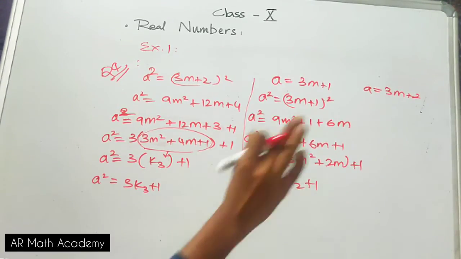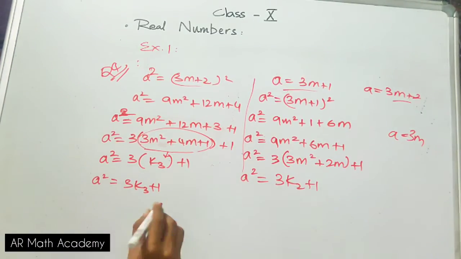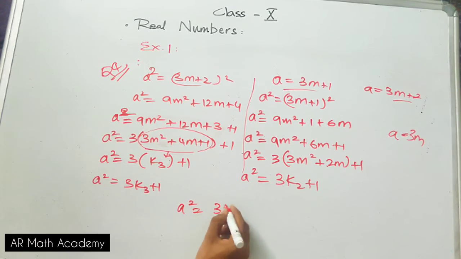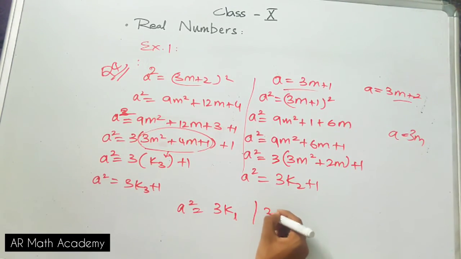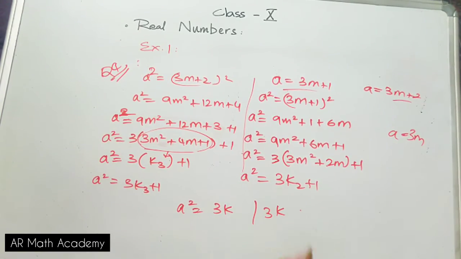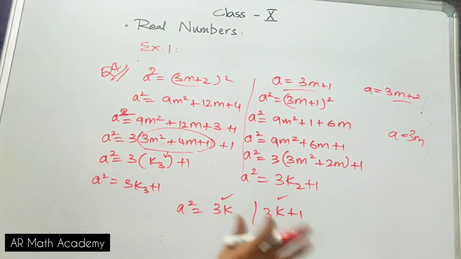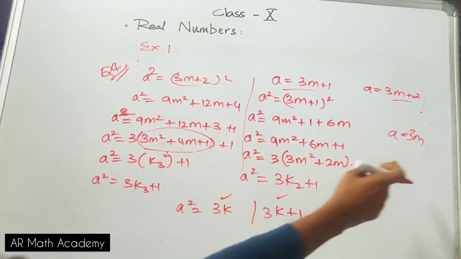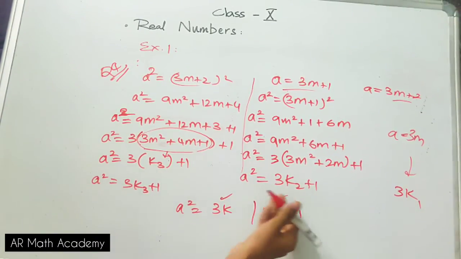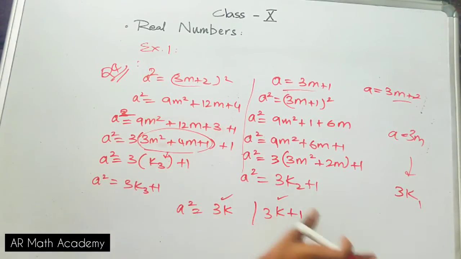Now all the equations we have derived, for a equals 3m, for all of them we have obtained a square equals either 3k or 3k plus 1. So these are the only cases obtained: 3k plus 1, 3k plus 1, and for this also we obtained 3k, where I took 1, 2 and 3 over here, but in general we are taking 3k and 3k plus 1 only. We are obtaining only those two.